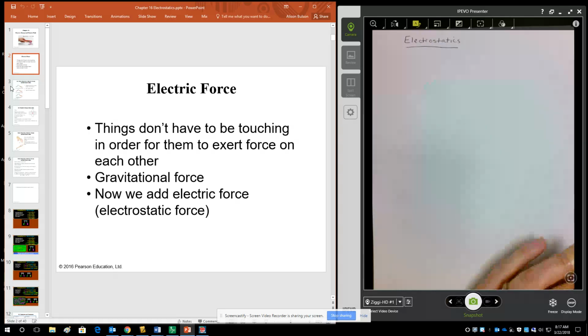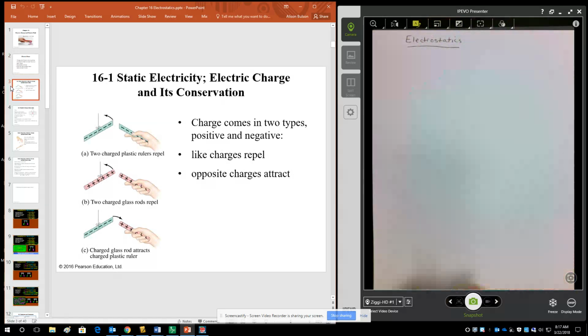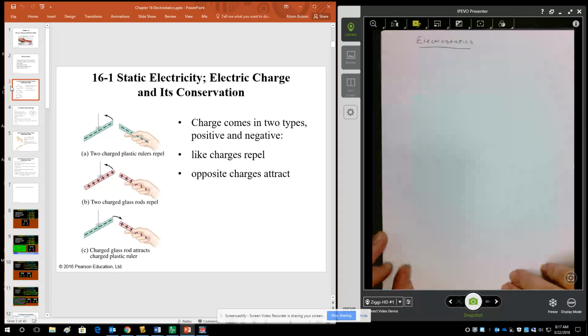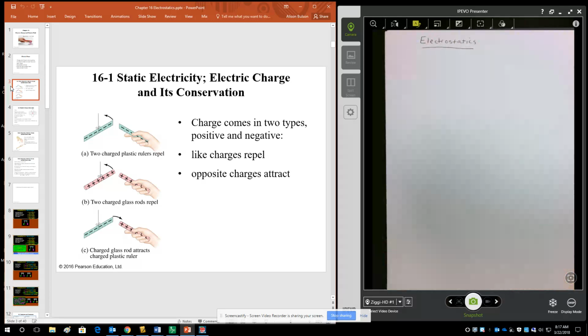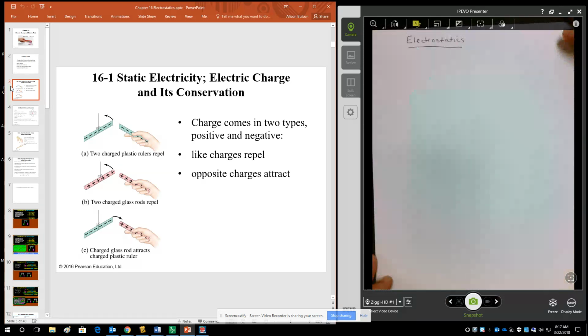Now we're going to look at electric force. We're going to see how that is similar and different from gravitational force. So this should not be news to you, but it might be. The general rules for electrostatics are that charge comes in two types, positive and negative charge, and like charges repel and opposite charges attract.